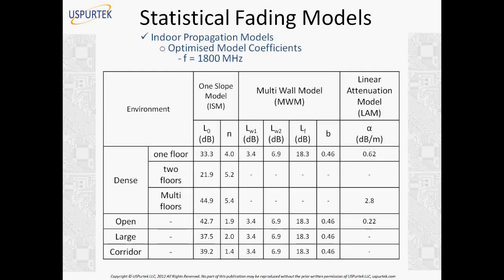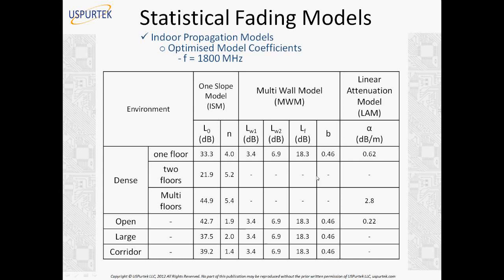So this is the table which enumerates some values which can be used when you are doing actual calculations for each of these indoor propagation models, and this is at 1800 megahertz. Of course, your frequency may not be exactly the same, and if it is different, then these constants may not apply directly, but you can still use these values to get some estimate of what the path loss will be. All these different types of environments are listed here: a dense environment, an open environment, a large hall, or a corridor, and values of these constants are given, which could be used.